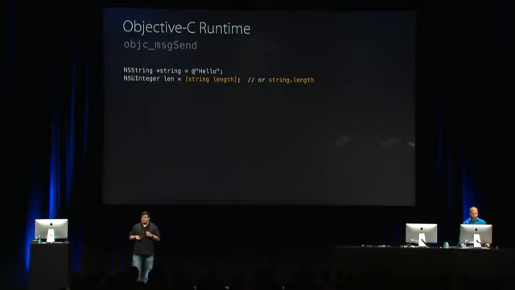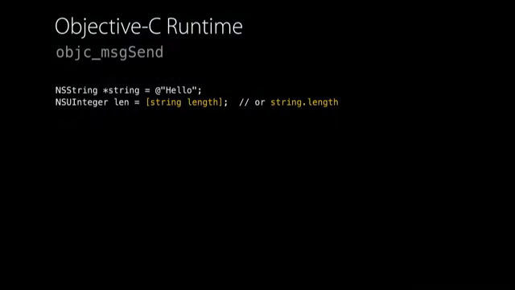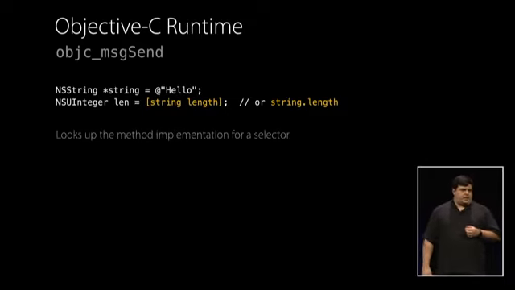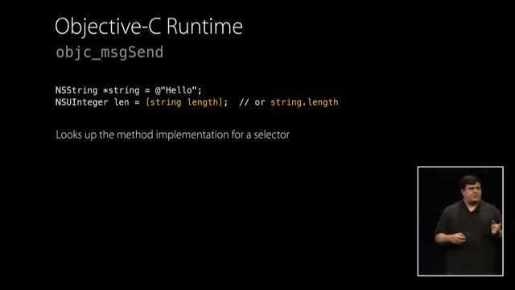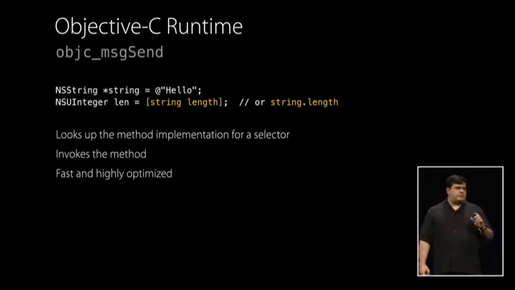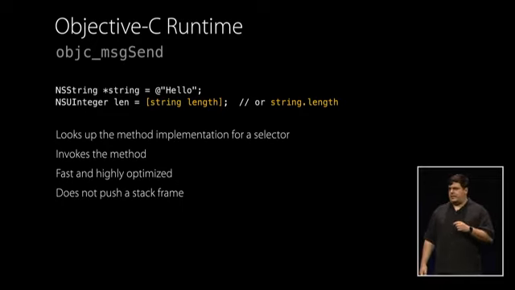All right, let's talk about obj message send for a second. Now, obj message send, you guys may have seen it before. It implicitly gets inserted by the compiler whenever you use the square bracket notation, or whenever you use the dot notation to access a property on an object. And its purpose is to look up the method implementation for that selector and then invoke that method. So that's a long way of saying that's how we do dynamic dispatch in Objective-C. Now, obj message send is extremely fast, and it does not push a stack frame. So when you're looking at your time profiles, typically you won't see its effect.